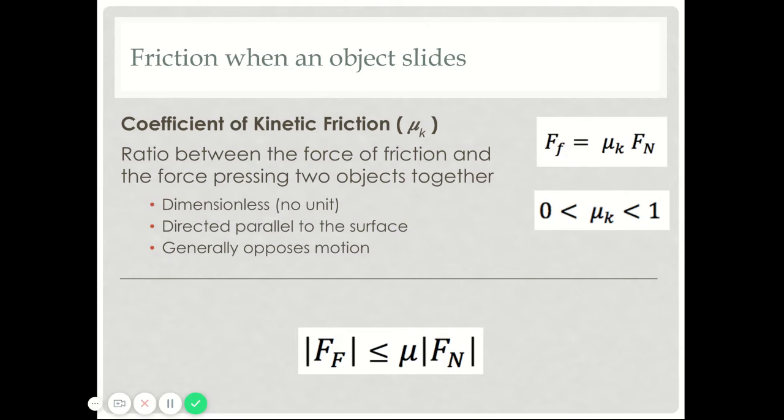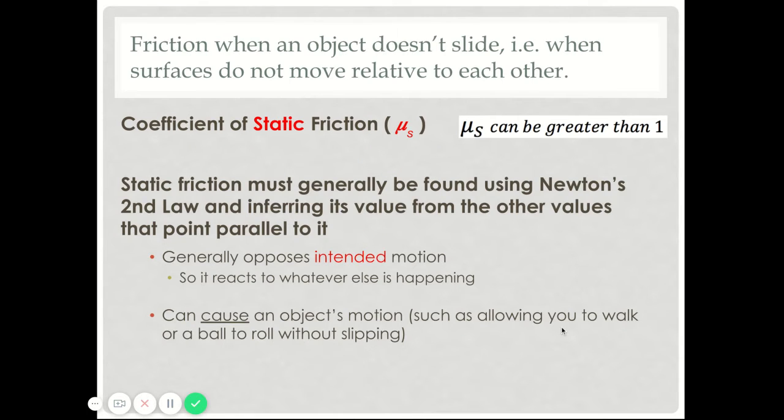And then do recall that the value of mu sub k should be between 0 and 1 in all realistic situations. When we switch to static friction, we switch to a mu sub s to indicate that change in the problem or in the situation. Note that mu sub s actually can have a value greater than 1 and will always be greater than the value of mu sub k for a particular situation.